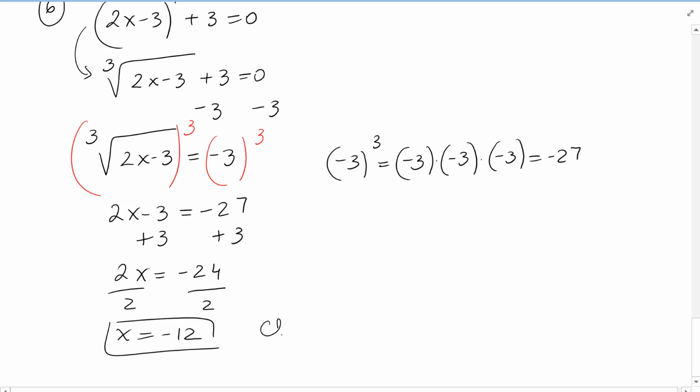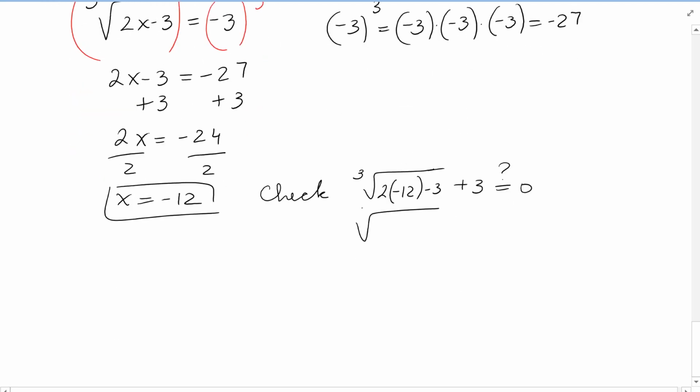So let's quickly check it. So cube root of 2 times negative 12 minus 3, plus 3 equals 0. Well, cube root of negative 24 minus 3, plus 3, is cube root of negative 27 plus 3, which is negative 3 plus 3, and it equals 0, so it is truly a solution.